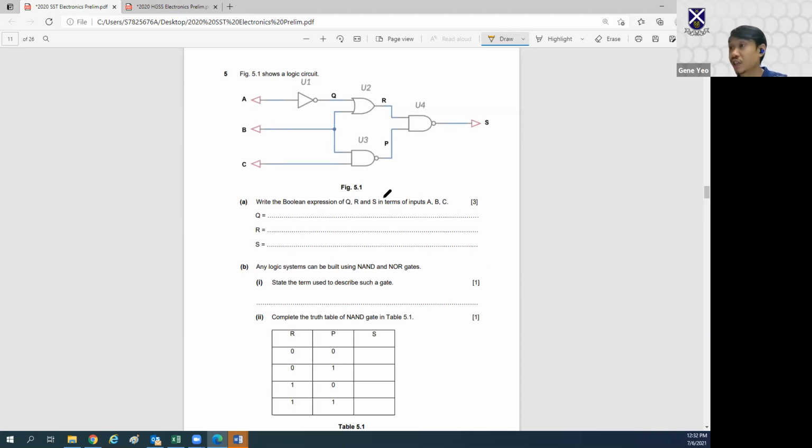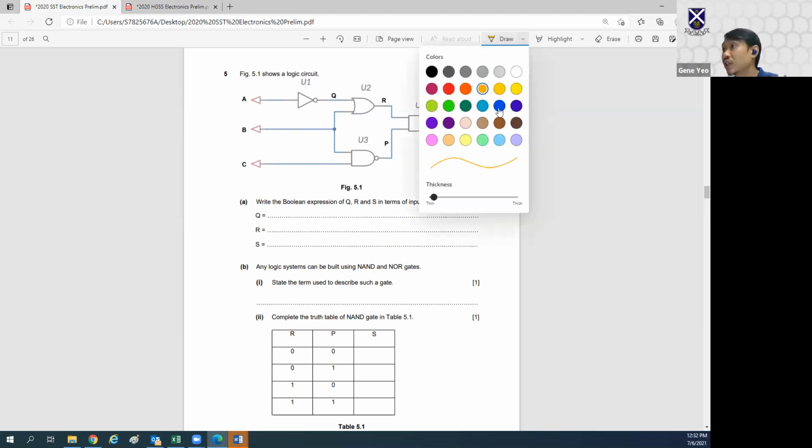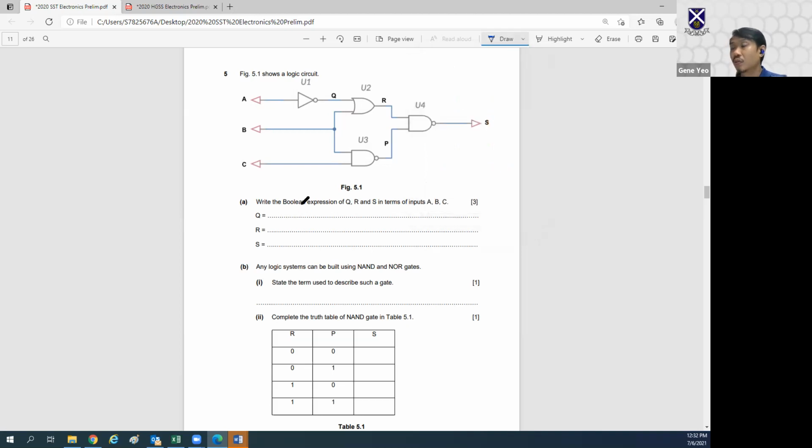Now we've reached the digital stage. Write the Boolean expression for Q, R, and S in terms of A, B, C. Let's start with Q. Q is very simple. It is just the complement of A. R is an OR gate. It's the OR of Q and B.